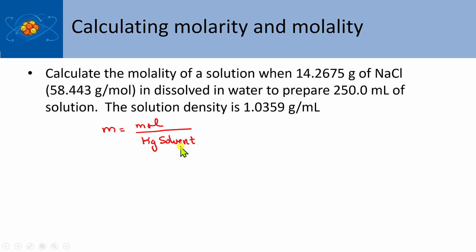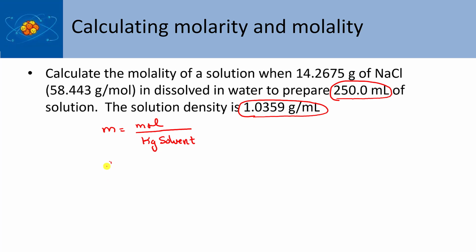Well, what we're going to do is take advantage of the fact that they give us the density. And what we can do is, from the density, calculate the mass of 250 milliliters of solution. Once you know how much the solution weighs, you can subtract out the sodium chloride and figure out how much solvent was used to prepare that solution in terms of grams.